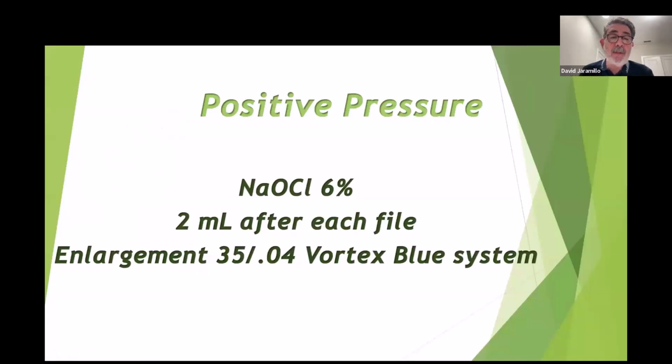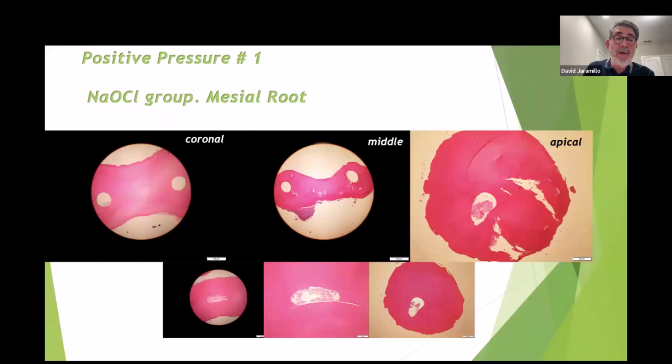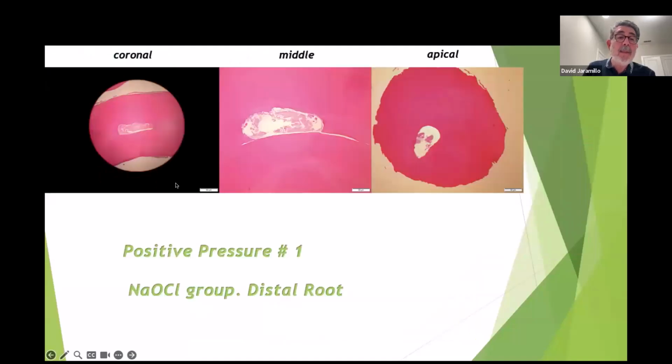So this is positive pressure, sodium hypochlorite 6%, 2 milliliters after each file, enlarged at 35/04. Again, in the root canal there's no problem, but the more apical we go, there's pulp tissue. Look at this distal canal, a lot of pulp tissue. And in the apical portion, a lot of pulp tissue. We didn't have any isthmus in this root. This is the distal root.